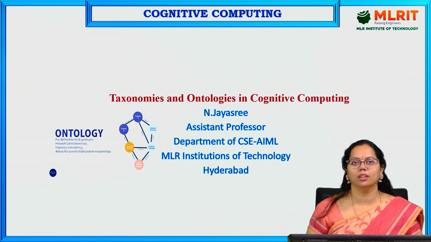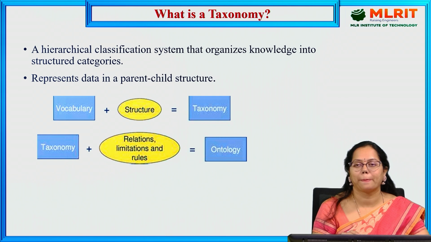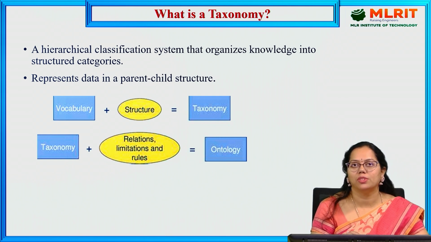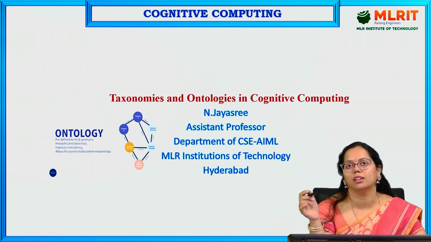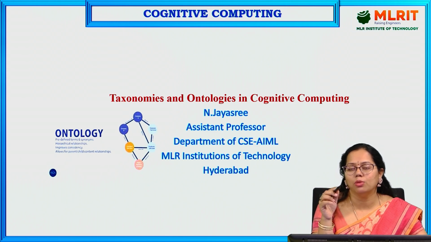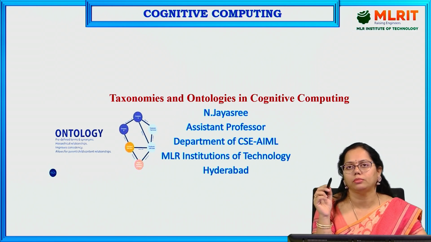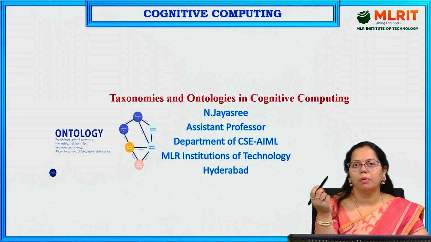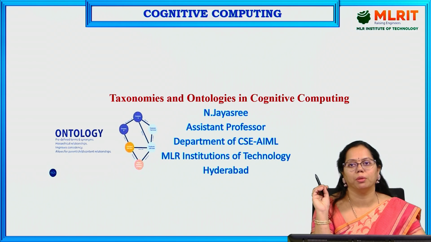Today my topic is about taxonomies and ontologies in cognitive computing. What is a taxonomy? In the previous session we have seen taxonomy and ontologies in knowledge representation. I would like to show you the taxonomy in different areas of cognitive computing. Now we have seen taxonomy in NLP used in businesses. We have seen taxonomy and ontologies used in knowledge representation. Now in this session we'll be talking about taxonomies and ontologies in cognitive computing.